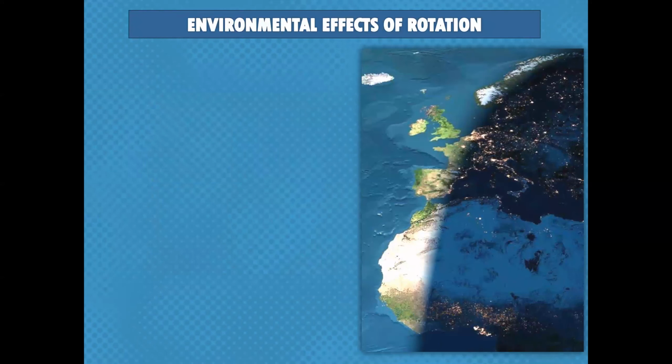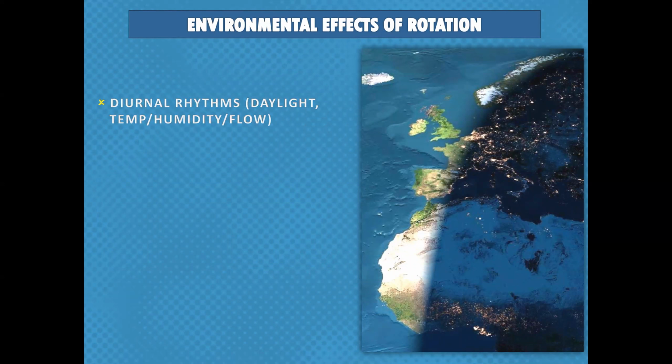There are environmental effects of rotation, and the most obvious one is the diurnal rhythms that you expect. It is generally cooler in the morning, warmer in the afternoon. Daylight, flow of air, all that stuff generally has a rhythm. Clearly, temperature can change throughout the day, and it depends on whatever weather system happens to be over you, but it is one of the effects controlled by rotation.